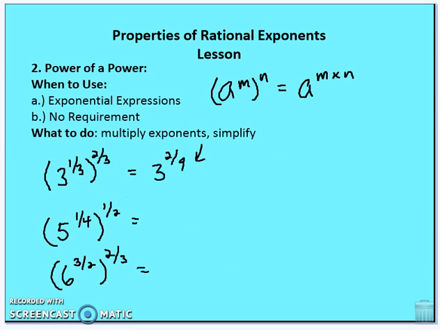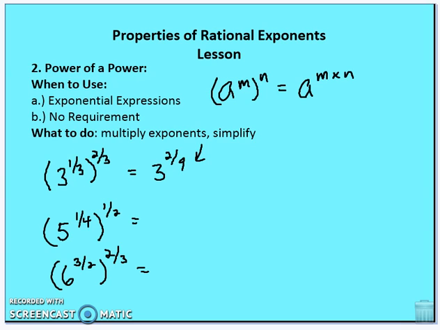Okay, second property, power of a power. So we're going to use this when we have a term or value that's taken to a power, and then that entire value is taken to another power. So it's power of a power. In this example, a to the m taken to the n means we can simplify by removing the parentheses and then multiplying m times n. So we end up with a to the m times n.